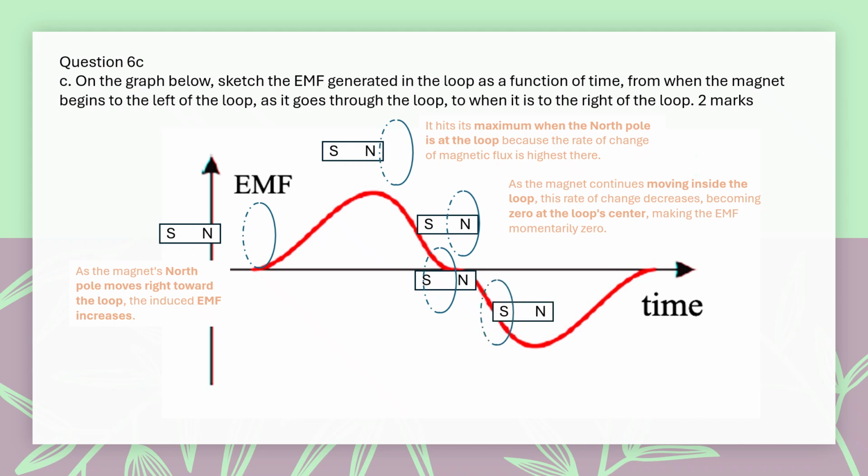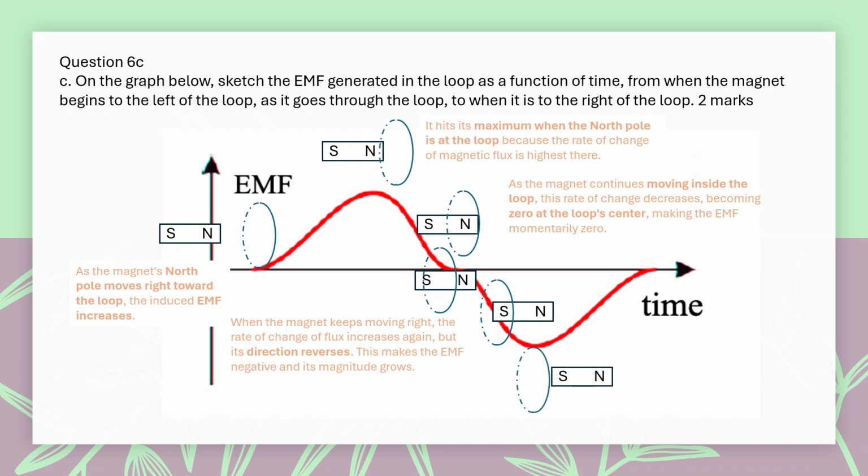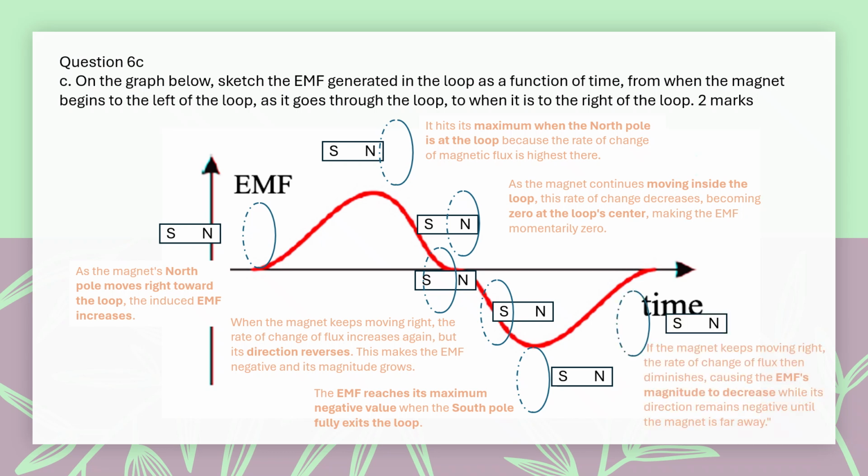When the magnet keeps moving right, the rate of change of flux increases again, but its direction reverses. This makes the EMF negative, and its magnitude grows. The EMF reaches its maximum negative value when the south pole fully exits the loop. If the magnet keeps moving right, the rate of change of flux then diminishes, causing the EMF's magnitude to decrease while its direction remains negative until the magnet is far away.